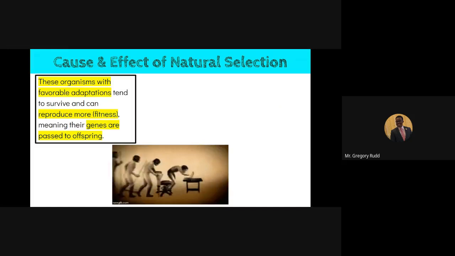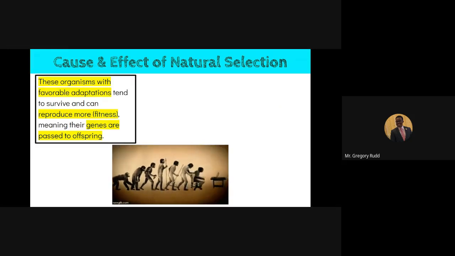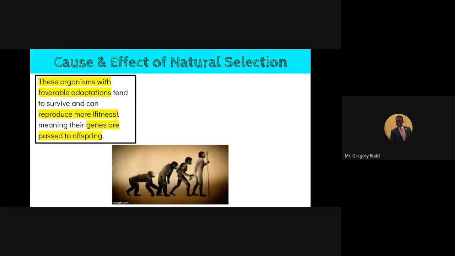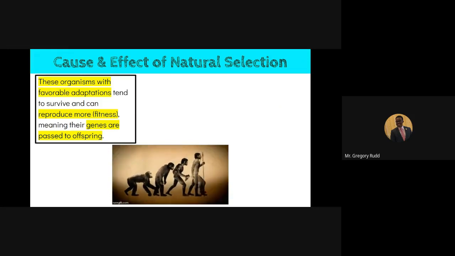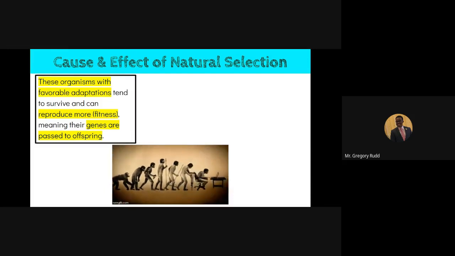So once those organisms have the advantage, they of course are more likely to survive. If you're more likely to survive, then you're more likely to reproduce. And if you're more likely to reproduce, that means that your genes are more likely to be spread throughout the population. Now, in some species, like the species we were talking about that reproduce very rapidly and at an early age, this effect can be quite dramatic, and it can happen quickly.